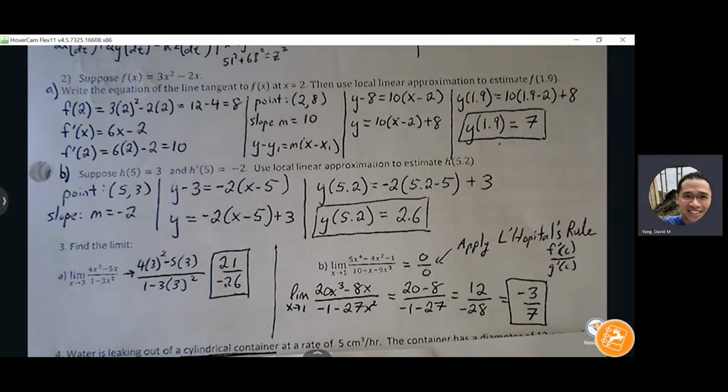Okay, any questions with these two minor topics? Linear approximation and L'Hopital's rule.